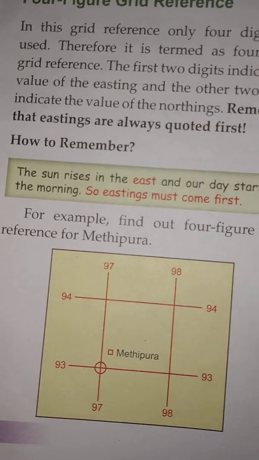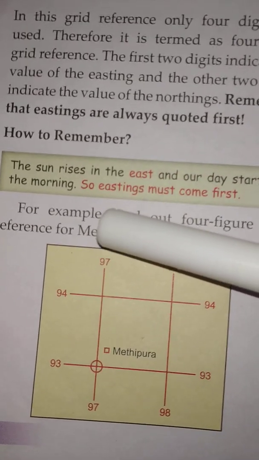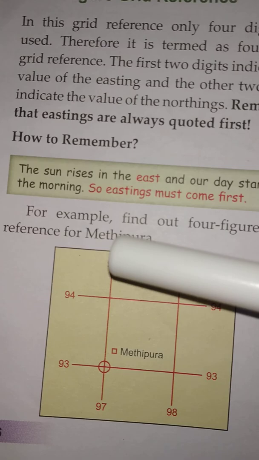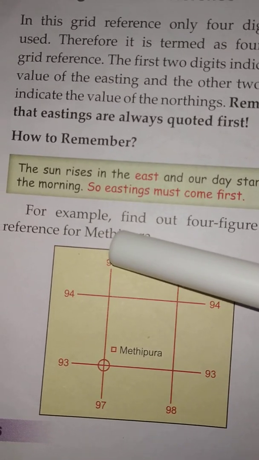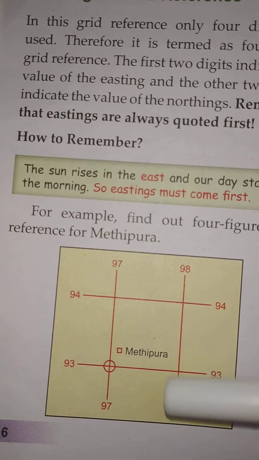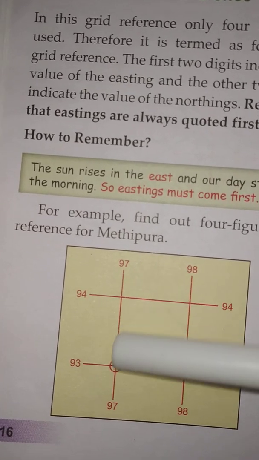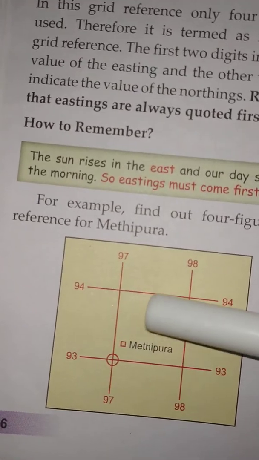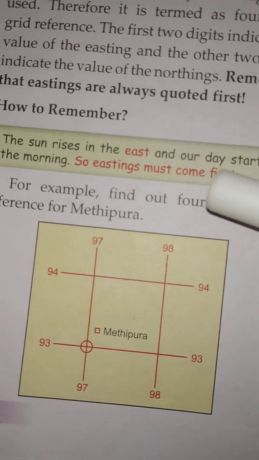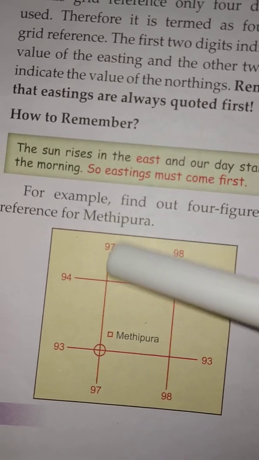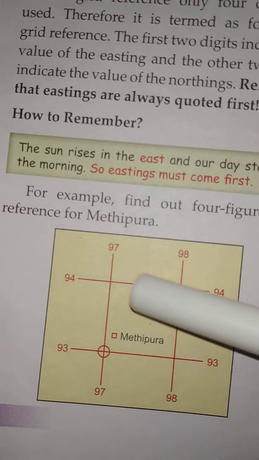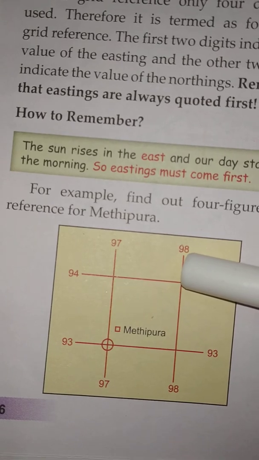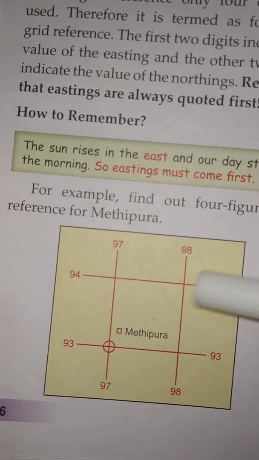Alright, first we see the easting. I have told you that whenever we write a 4-figure grid reference, we start with easting. So see, two eastings are there, 97 and 98. Can you see Methipura? It is inside this given grid. But there are two eastings, 97 and 98. So Methipura lies between two eastings, 97 and 98, and it lies between two northings also, 93 and 94.